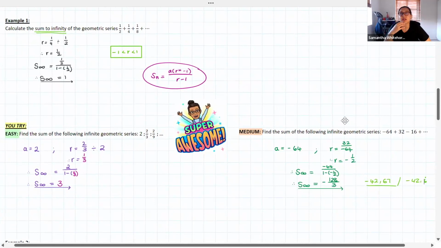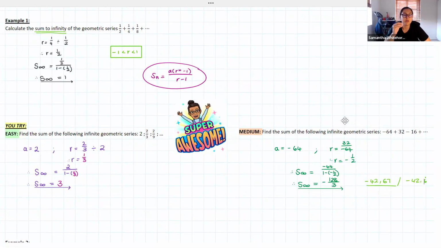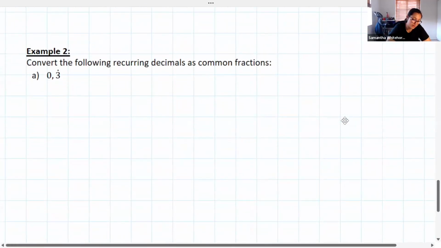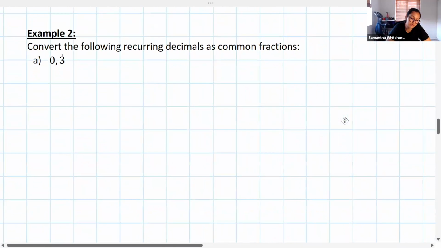And then we're going to have a look at a really cool application as our next example of this sum to infinity formula and the sum to infinity concept. So our next example is looking at an application of sum to infinity, and that is to convert a recurring decimal to a common fraction.